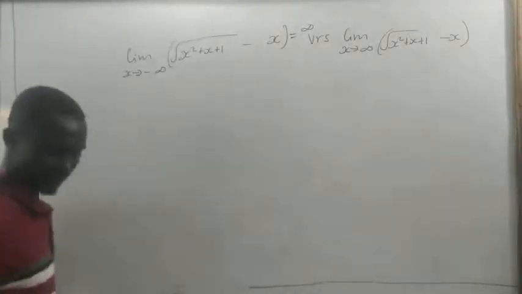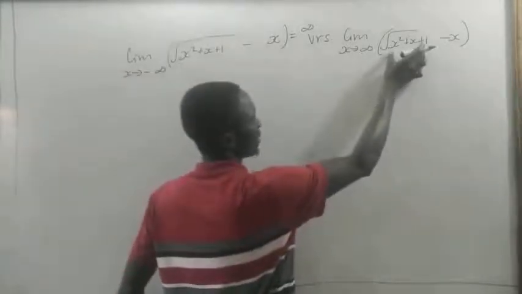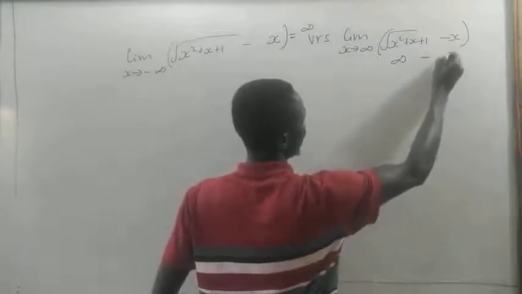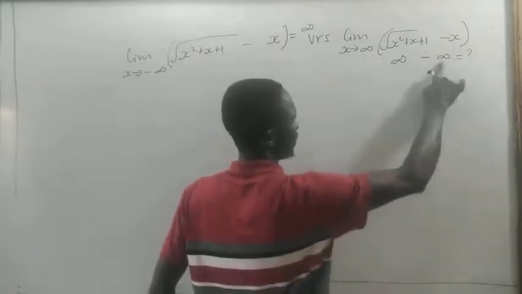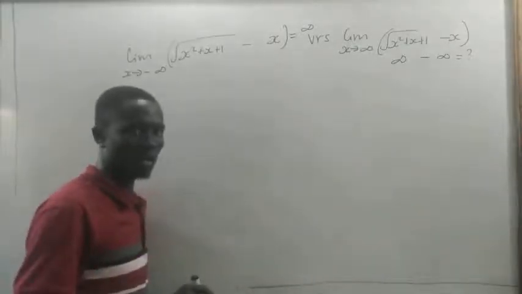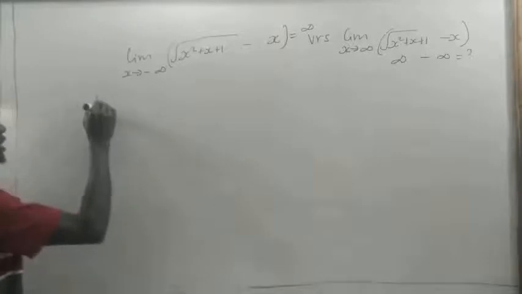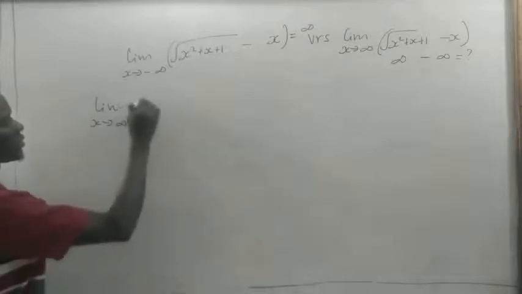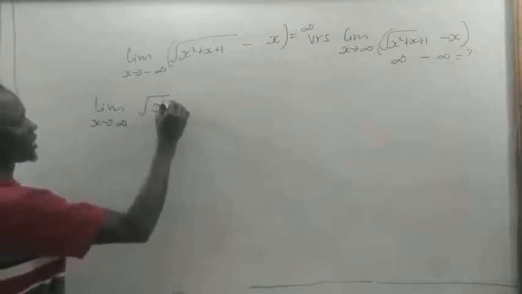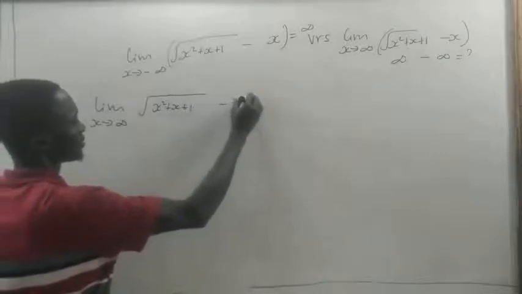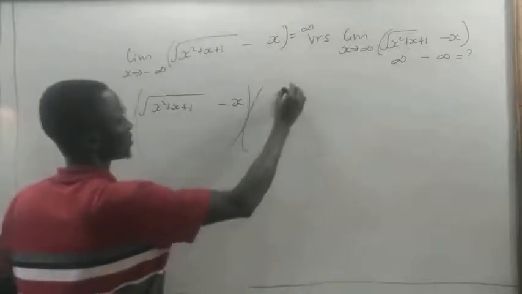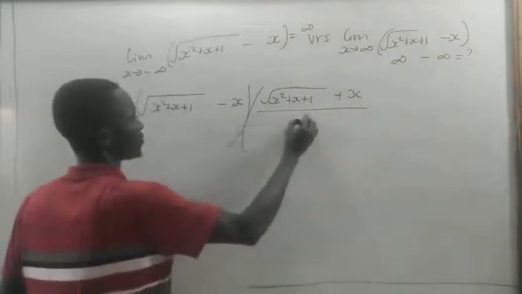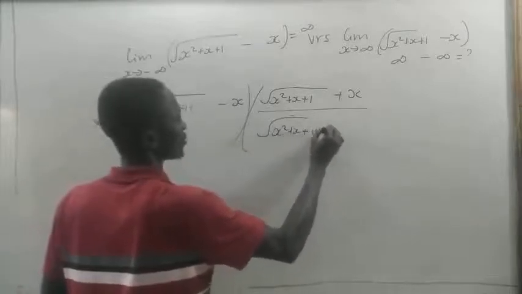Now, for this one, if we look at this one, we are saying that this one will approach infinity. But for this, it will be minus infinity. And minus infinity minus infinity, we don't know. So that is why rationalization will come in. So we take the limit as x approaches infinity, square root of x squared plus x plus 1 minus x, times square root of x squared plus x plus 1 plus x, all divided by square root of x squared plus x plus 1 plus x.